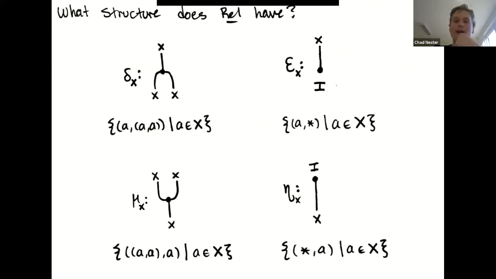The structure that REL has, in the vein of the structure we've seen that Par and Set have, is the structure of a Cartesian bicategory of relations. What that means is that there's a morphism from X to X tensor X, corresponding to the diagonal relation that relates A to A and A. And then we have a morphism from X tensor X to X that's the converse of that, the codiagonal relation. Similarly, we have a relation epsilon from X to the monoidal unit that relates everything in X to the one element of this set. The I here is the one element set in REL. And we have the converse of that, this eta.